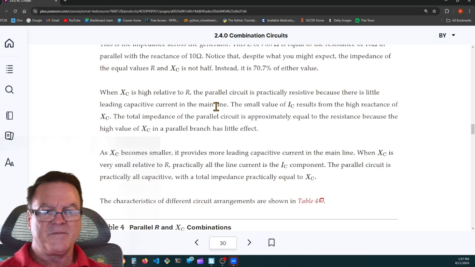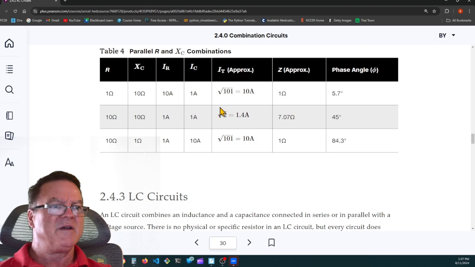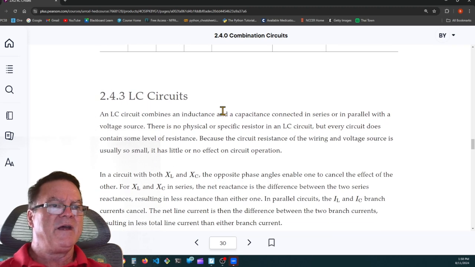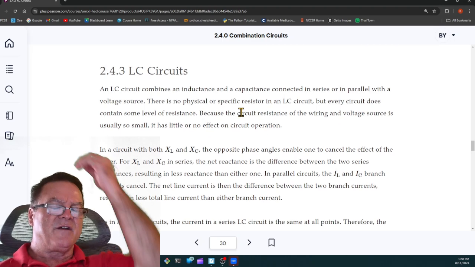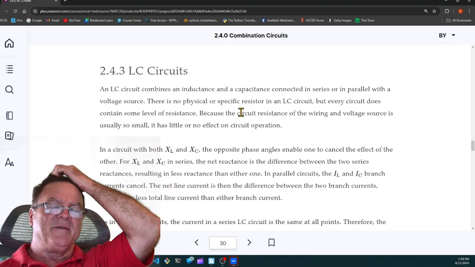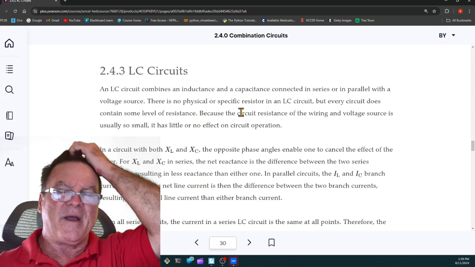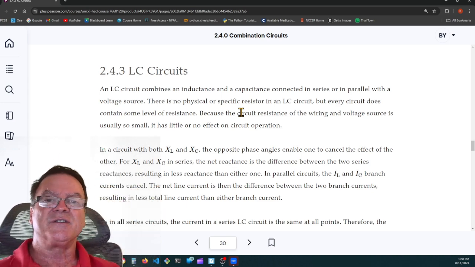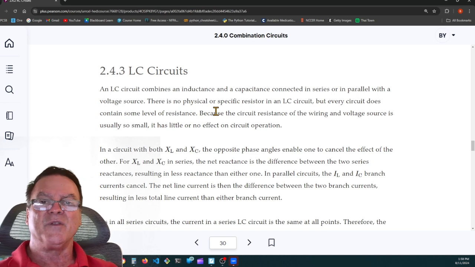The small value of IC results from the high reactance of X sub C. All right. How long have I been blathering on here? LC circuits. Let's cover LC circuits. The inductive reactance and capacitive reactance are 180 degrees out of phase with each other, so you can just subtract the smaller from the larger. That's basically what we do.